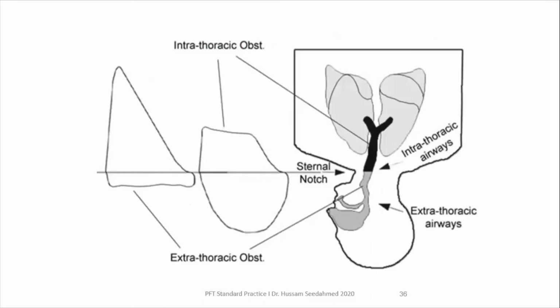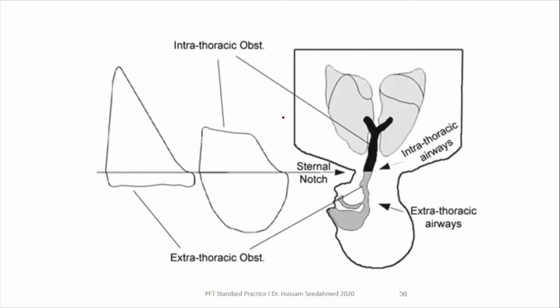Now let's talk about this point. Other uses of the flow volume loop is the detection of obstruction in the upper airways. So you can use the flow volume loop. ممكن نستخدم الفلو volume loop to detect obstruction or obstructive lesions of the upper airway.